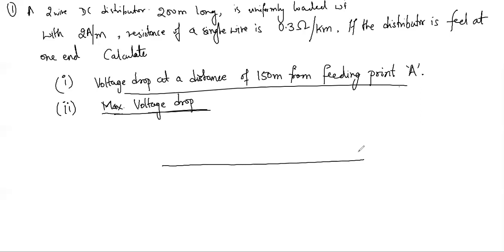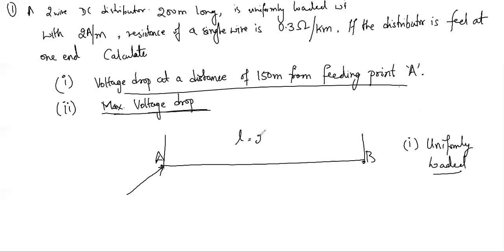So let me draw a DC distributor, say A and B. The distributor is uniformly loaded. This is point A, this is point B, and this is the length L, which is 200 meter long. Say this is 150 meter, so X equals 150 meter.